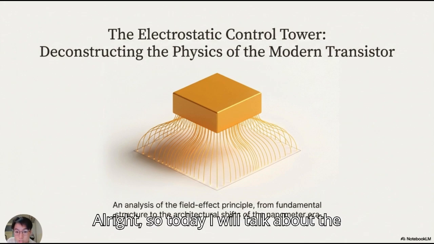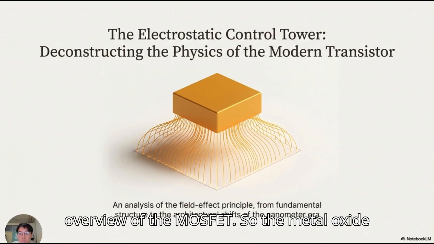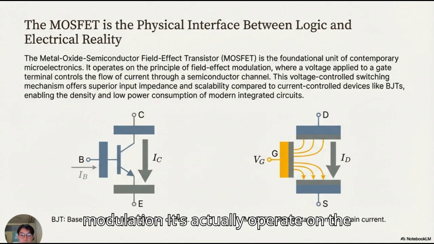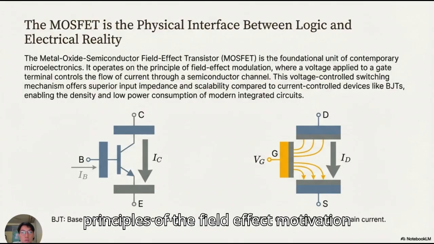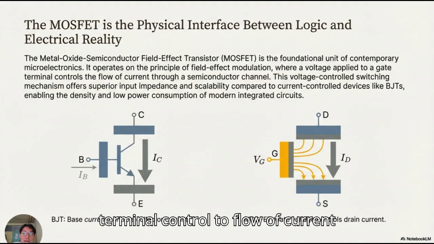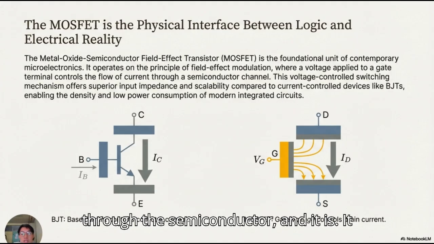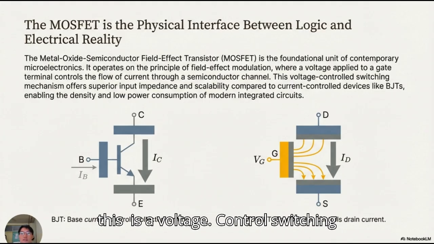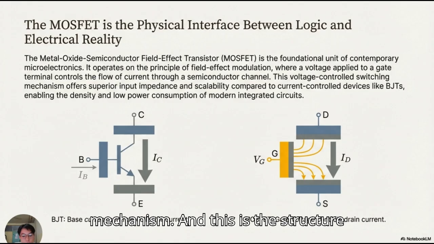Right, so today I will talk about the overview of the MOSFET. The MOSFET, or we still call it the metal oxide semiconductor field effect transistor, operates on the principles of field effect modulation, where a voltage applied to a gate terminal controls the flow of current through the semiconductor. It is different from the bipolar junction transistor because it is a voltage-controlled switching mechanism.